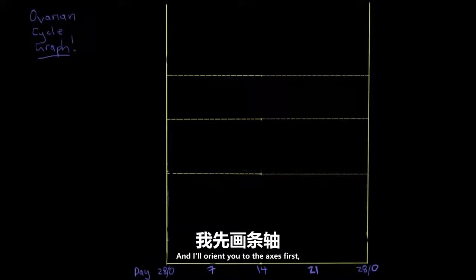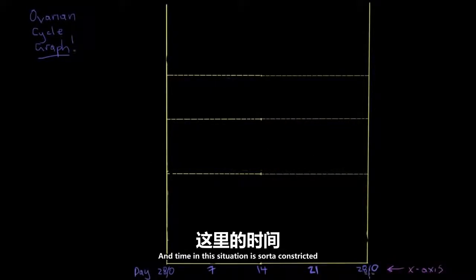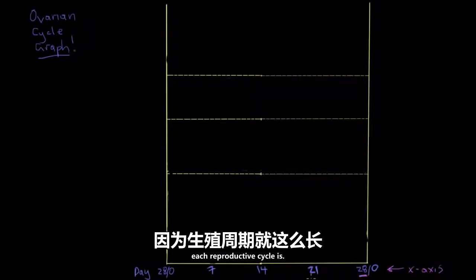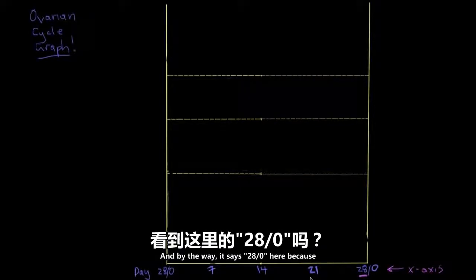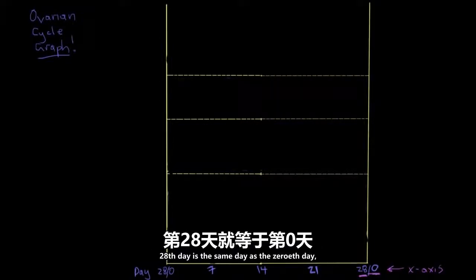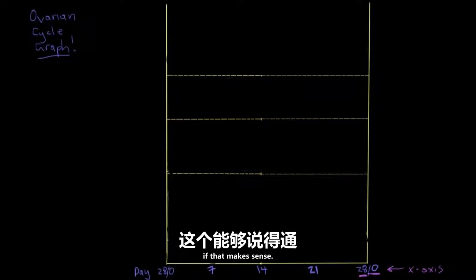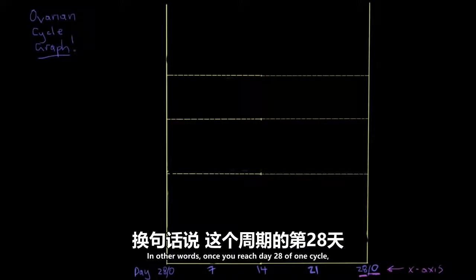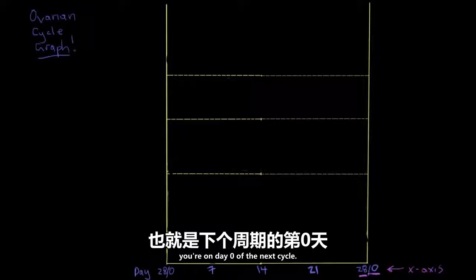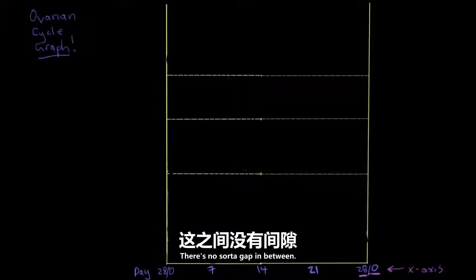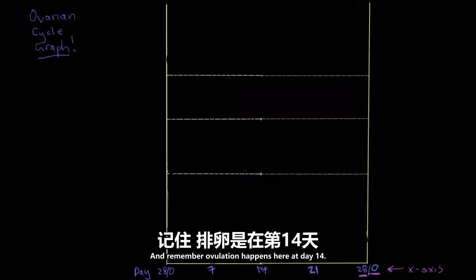I'll orient you to the axes first, and then we'll look at what information the graph actually contains. So the x-axis here is time, and time in this situation is constricted to 28 days because that's how long each reproductive cycle is. And by the way, it says 28/0 here because the 28th day is the same day as the 0th day. In other words, once you reach day 28 of one cycle, you're on day 0 of the next cycle. There's no gap in between. And remember, ovulation happens here at day 14.